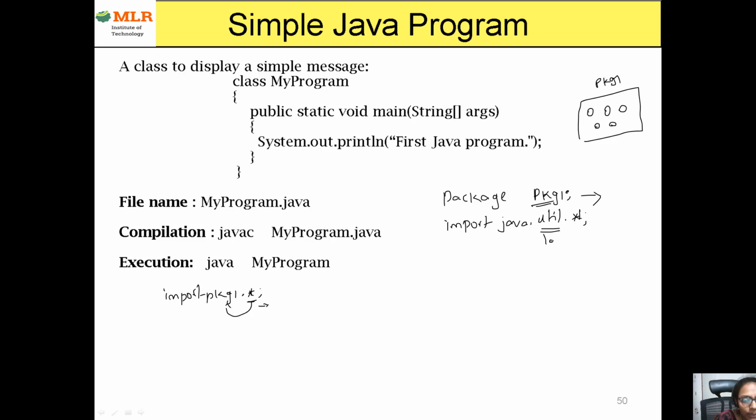But out of these packages, the default package is the lang package. That means the classes which are available in the lang package, you can use directly. If you observe this program, I am not writing any import statement, but still I am using some classes in this program. So how am I saying I am using some classes?